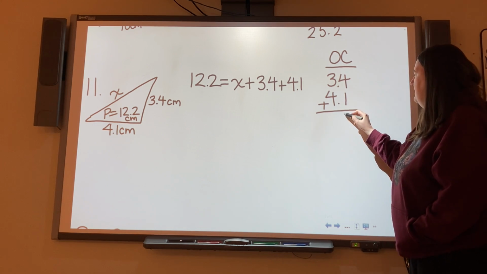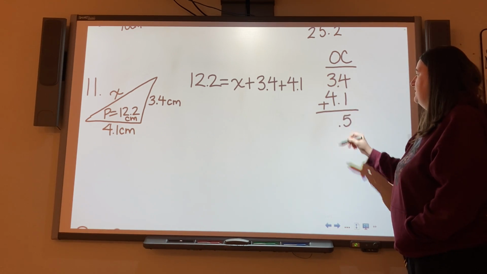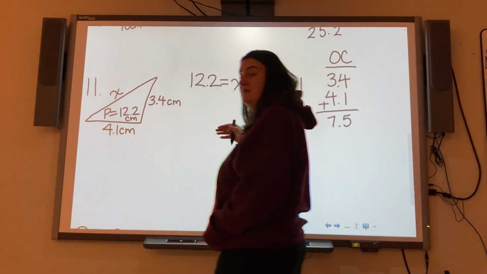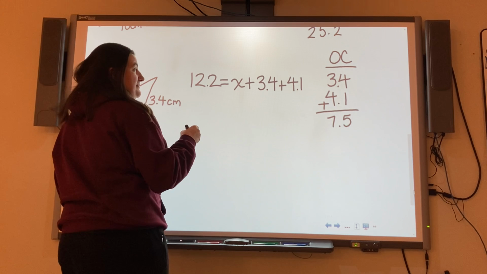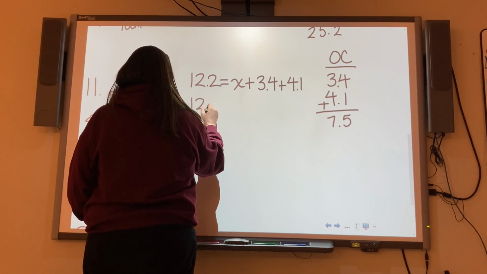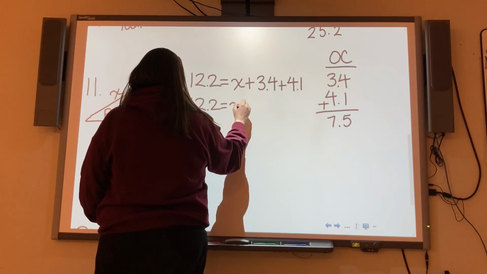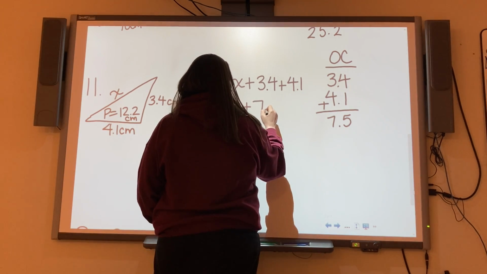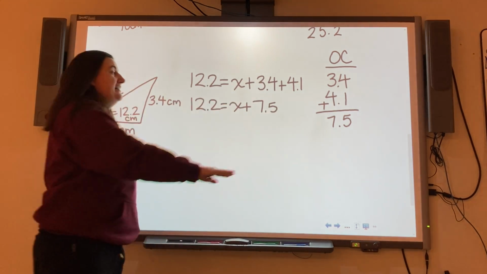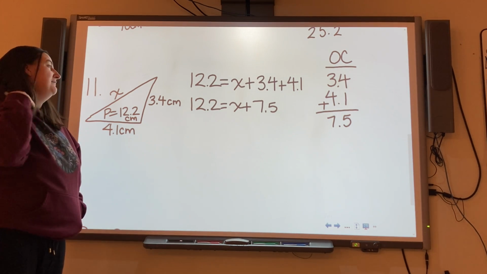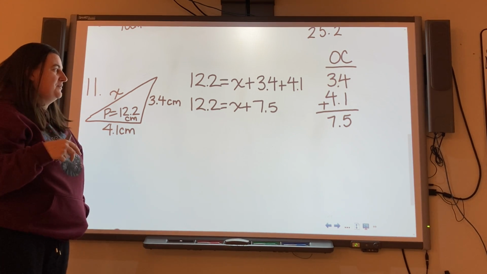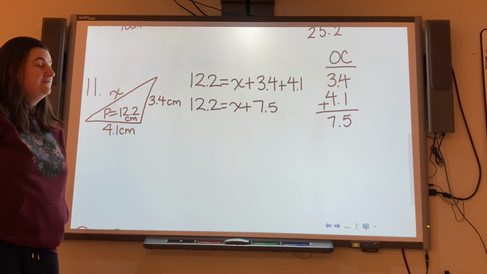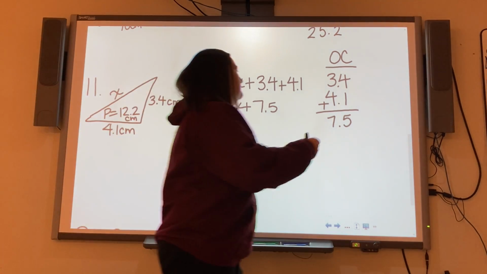4 plus 1 is 5. 3 plus 4 is 7. So I can go back, kind of like when I'm doing bed maths. It's a little bit like that. So I still have 12.2 equals x plus 7.5 now because I added the ones that I know. Now what I need to do is take 7.5 away from the total perimeter, 12.2, and then I'll find x. I'll find my missing side.